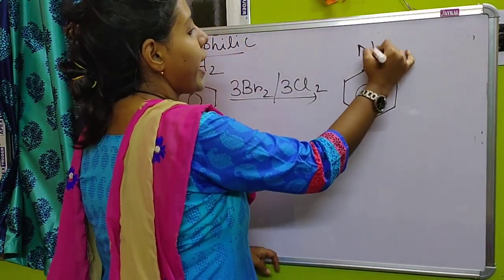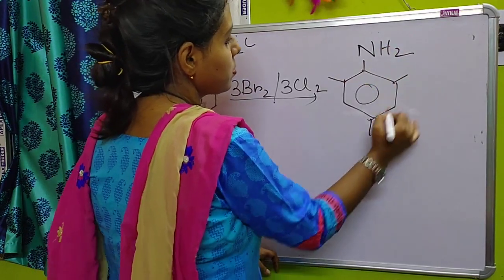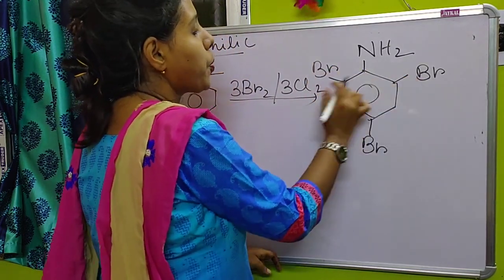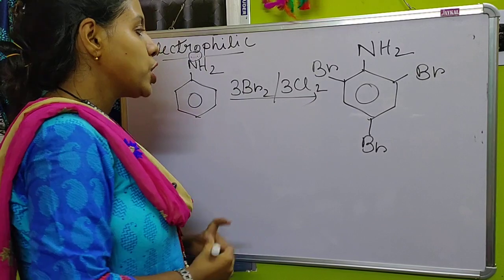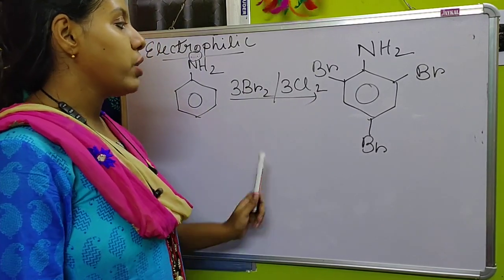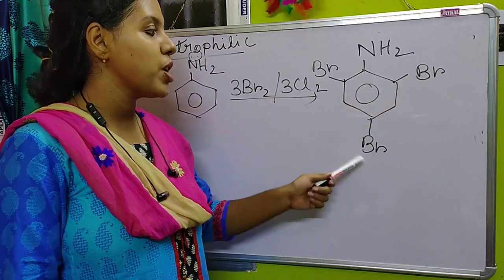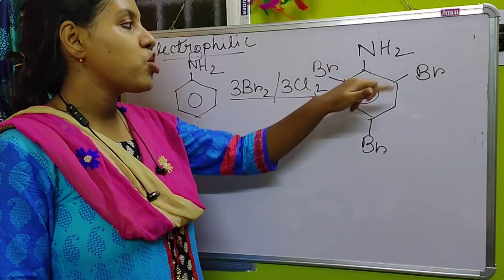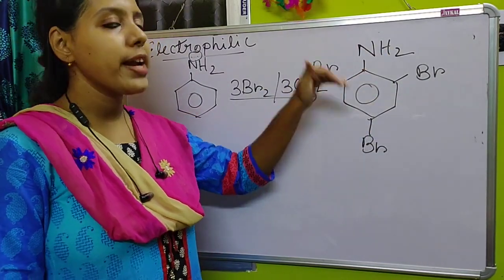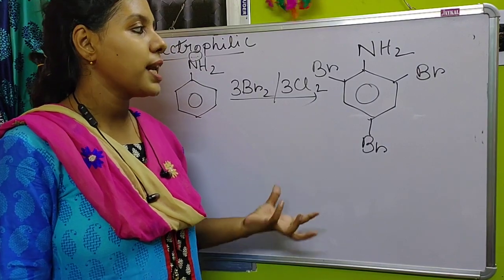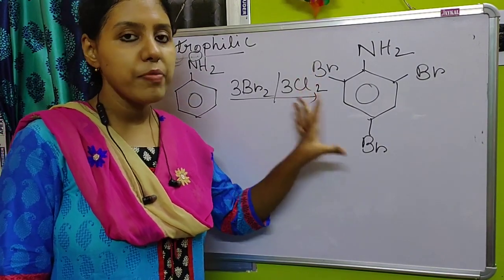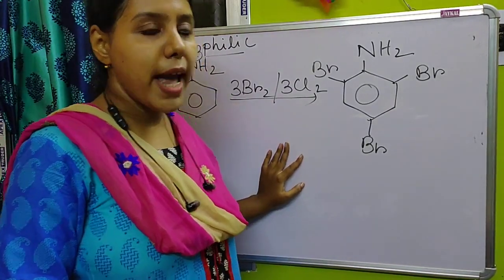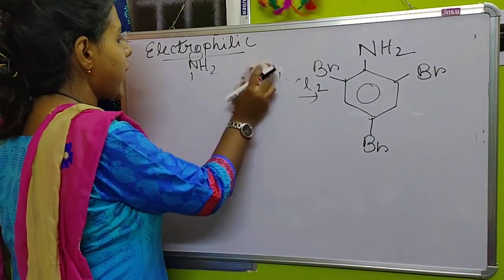So the final product will look like this: NH2, with Br added at the ortho positions and at the para position. The same thing we can see in the case of chlorine also. At these 3 places chlorine will be added. So this compound is known as 2,4,6-tribromoaniline or 2,4,6-trichloroaniline. We will get a white precipitate of this compound. So these are examples of the halogenation reaction, by which we could add halogens like bromine or chlorine.